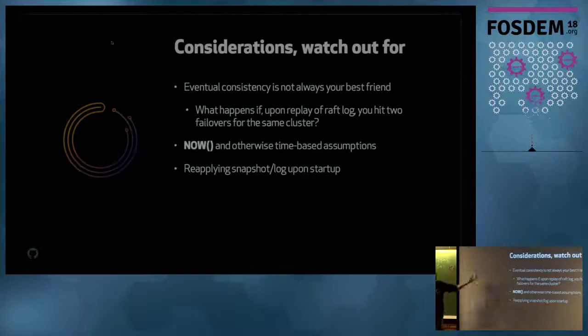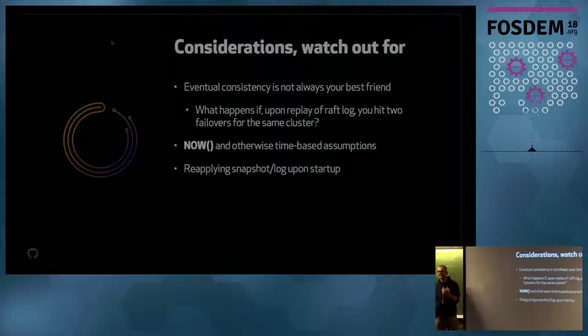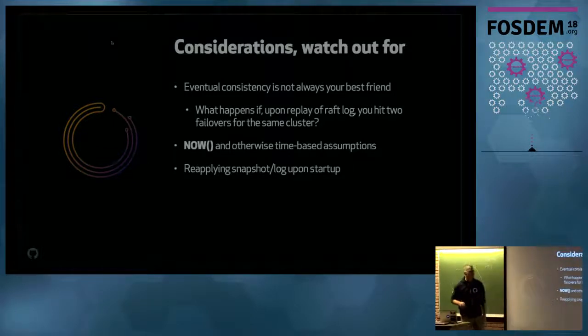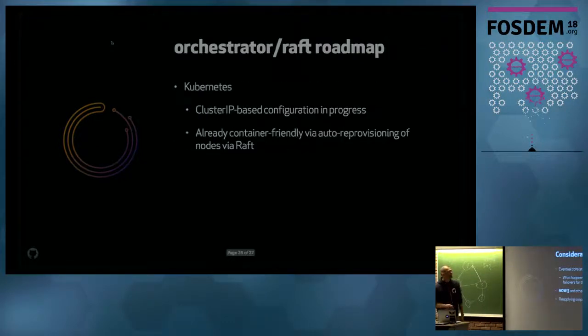There are a few ways to mitigate that. Orchestrator heuristically requests a snapshot shortly after failover, which is a lightweight operation, so why not? There could be other solutions to that. If anyone else is further interested in understanding some of the considerations to using Raft, please talk to me outside.